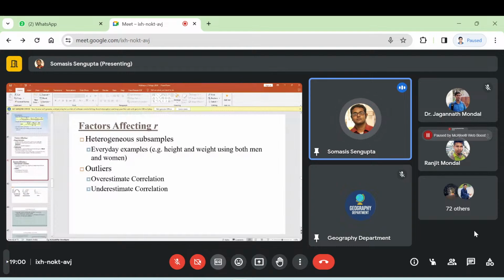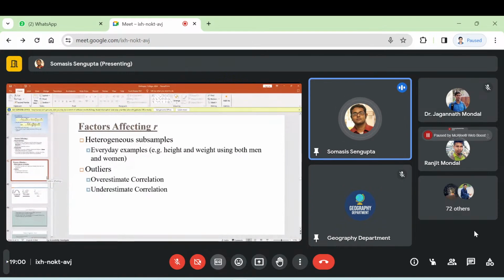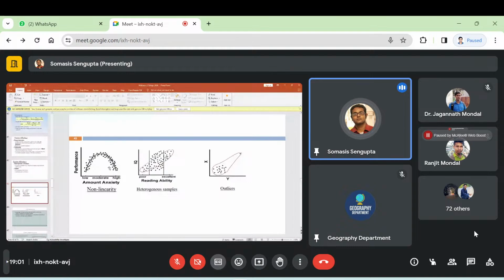Another thing is heterogeneous samples. Suppose in the samples of height, I take both men and women. Normally it is expected that the category of individuals should be the same, should be homogeneous. When heterogeneity comes, the R also gets affected. Another thing is outliers. I'll come to it in a moment. See, as I told you about non-linearity, here you see heterogeneous samples. Here I have taken a number of students and calculated their IQ.